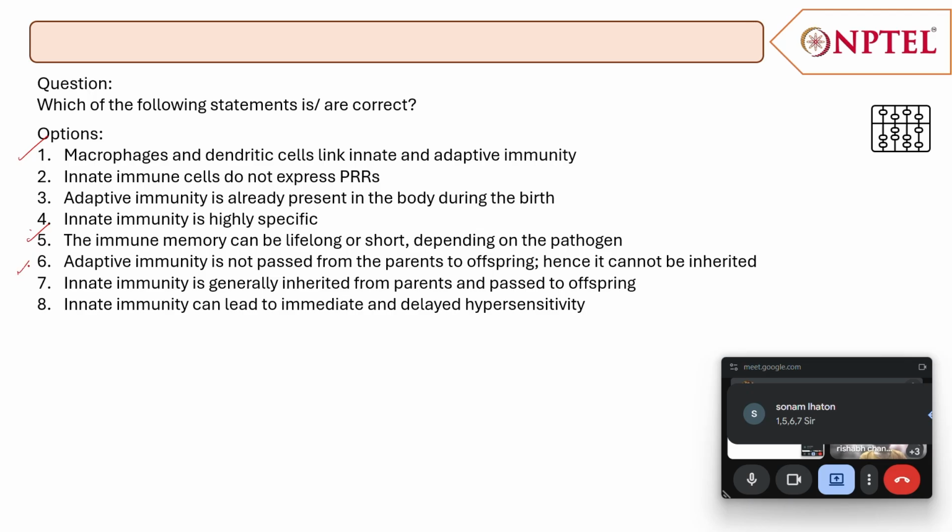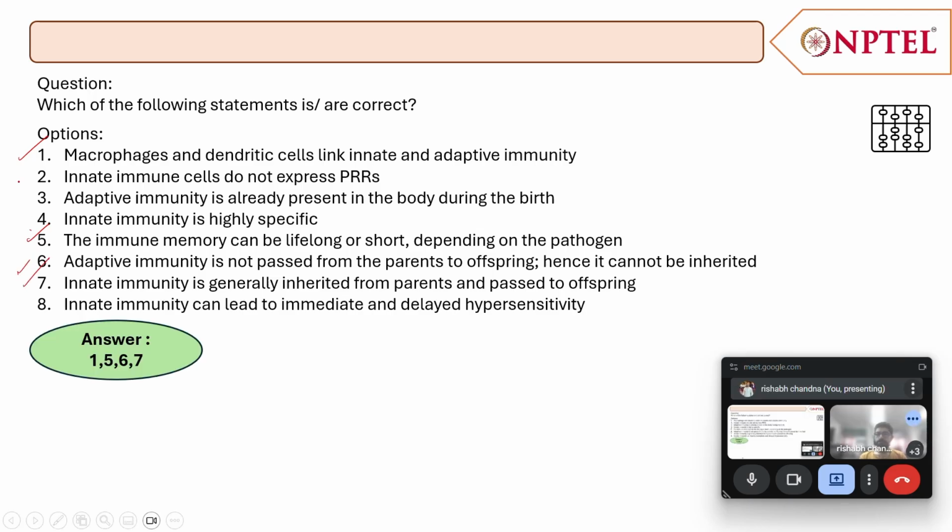Okay, let's see the options. Macrophages and dendritic cells link innate and adaptive immunity. Yes, this is correct. Innate immune cells do not express PRRs. No, innate immune cells express PRRs, as do some non-immune cells. Adaptive immunity is already present in the body during birth. No, innate immunity is present during birth, but adaptive immunity is acquired after birth.